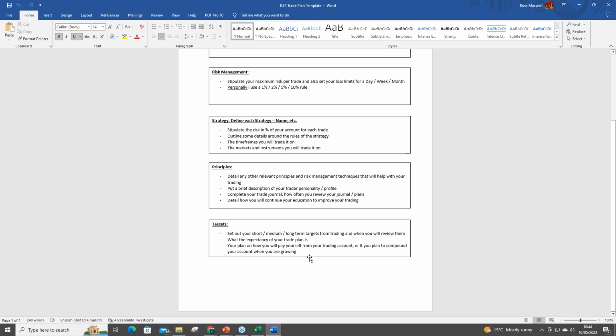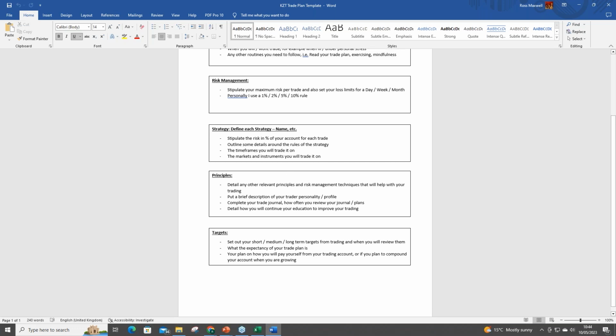If you know what your expectancy of your trade plan is, note that. And also if you do have your plan to trade as a replacement income, how you're going to generate income, how you're going to pay yourself on a monthly basis. That's not going to be relevant to everyone. You may say, I'm going to compound my account and I'm going to look at this in 10 years time. Again, you may have that as one of your targets. I'm going to compound my account for 10 years to develop the best returns I possibly can, or something like that.